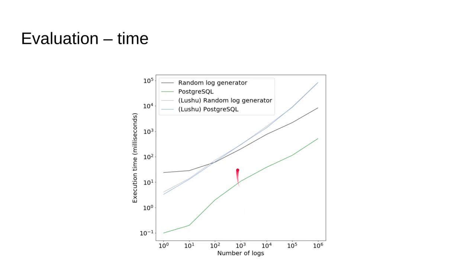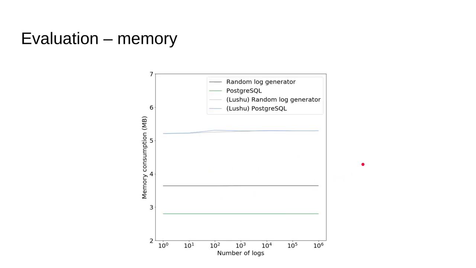Most programs are not going to print 1,000 logs in a row. They're going to be doing other things too. So only if you print like 1 million or 100,000 logs in a row non-stop are you going to notice Lushu. Otherwise, you're not going to notice it in terms of execution time. Also in terms of memory, it's constant. You can see here the black line is without Lushu, the green line is without Lushu, and the 2 lines above here are with Lushu. And there's just like a 2 megabyte difference.